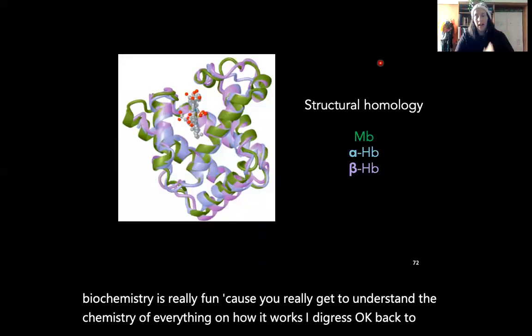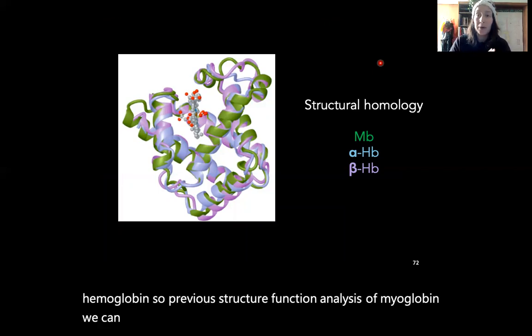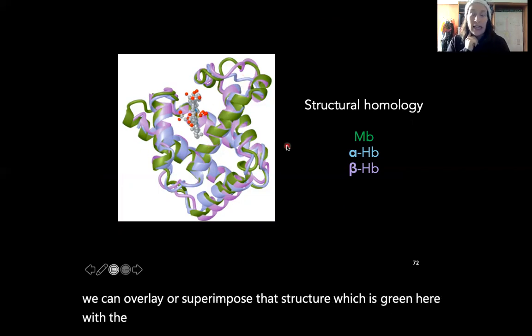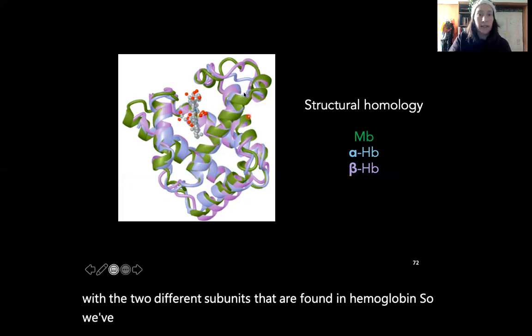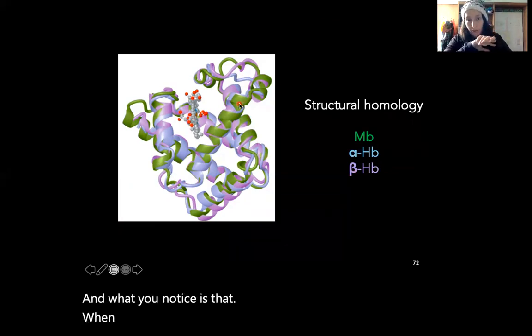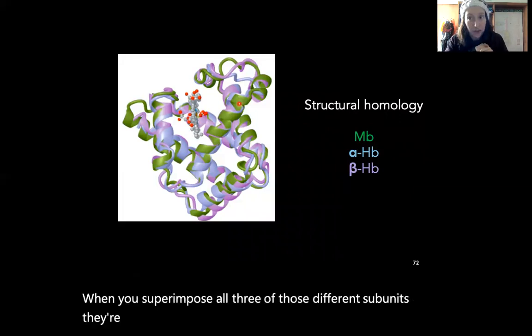So, previous structure function analysis of myoglobin, we can overlay or superimpose that structure, which is green here, with the 2 different subunits that are found in hemoglobin. So we've got alpha and beta hemoglobin. And what you notice is that when you superimpose all 3 of those different subunits, they are incredibly structurally similar.